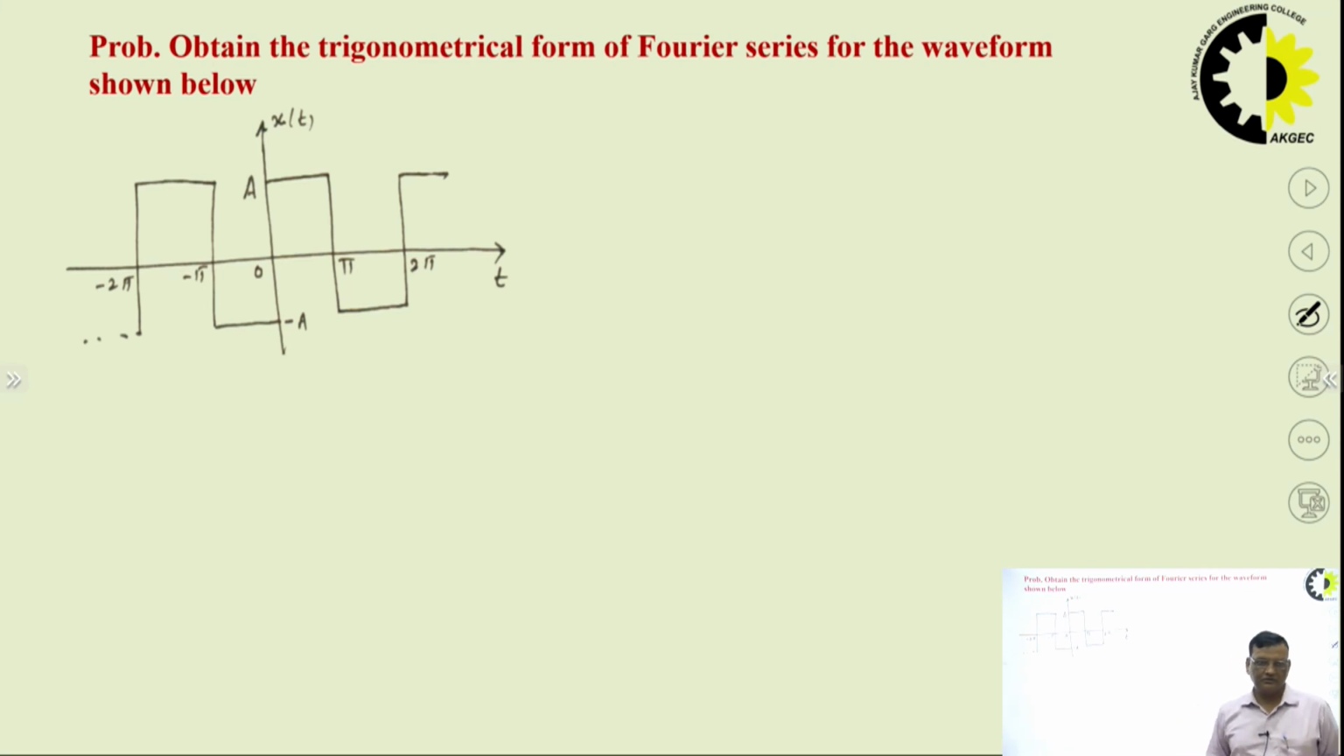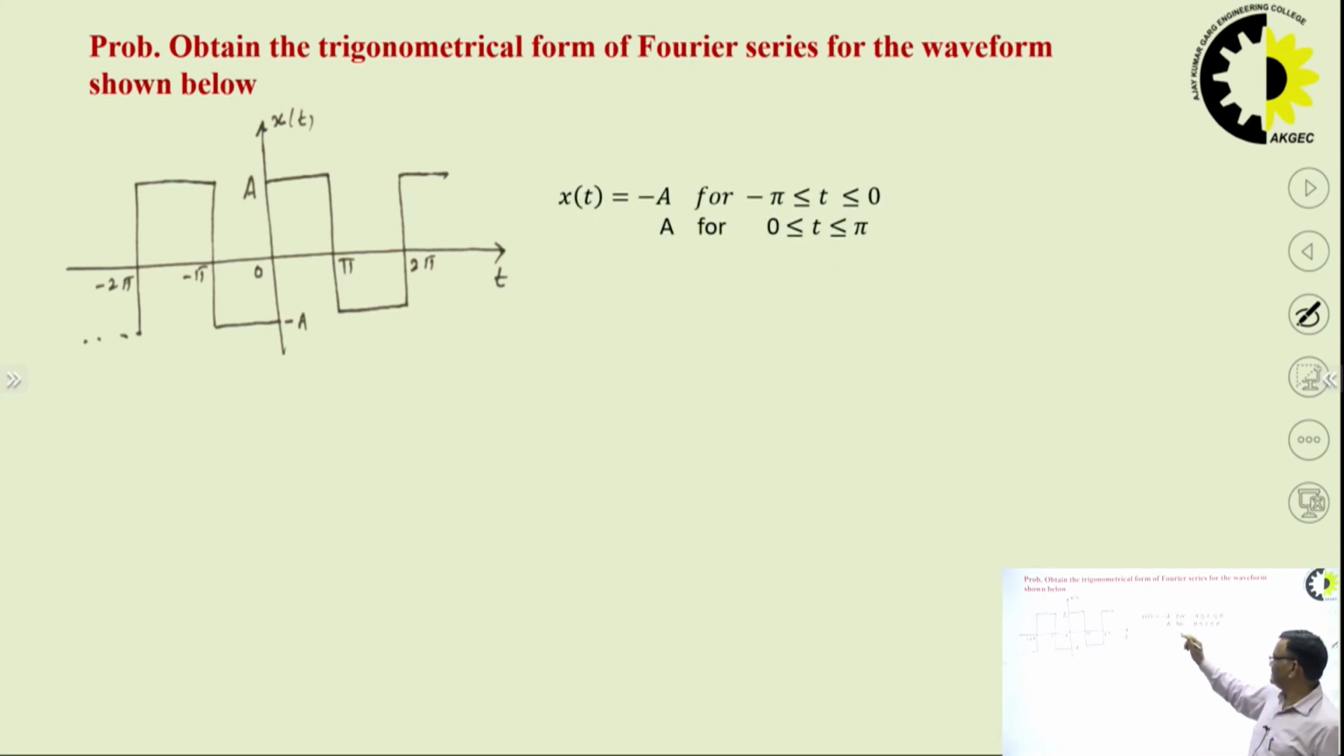So first, this is the given wave shape of a particular signal, say x(t), its magnitude is A and its time period is 2 pi. First and foremost, we have to convert this signal into a mathematical expression, then we will be able to integrate over one time period. So first we have to write the expression for x(t).